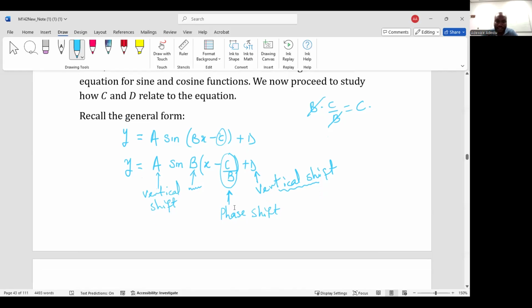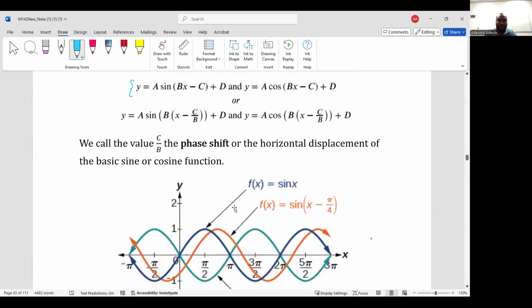So let us look at something. So that is exactly what I have here. So we call C over B the phase shift, or the horizontal displacement of the basic sine and cosine function. Phase shift, or the horizontal displacement, maybe shifting to the right or shifting to the left. Horizontal displacement, or you can call it horizontal shift, right? From your study of transformation.